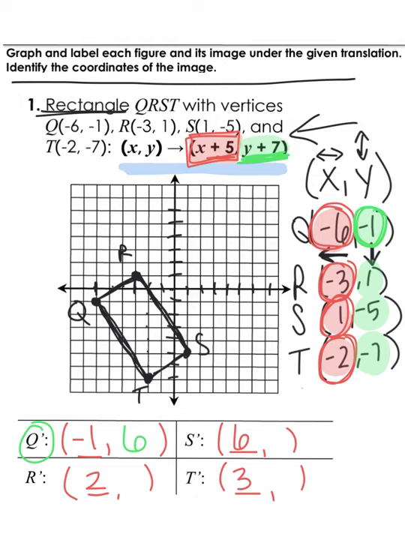Okay, and then R, the translation, I'm going to add 7 to this y value, and I get 8. And then S goes from having a y value of negative 5. The rule tells me to add 7, so I'm at 2. Negative 5 plus 7 is a positive 2. And then my last y value here is negative 7. So if I do negative 7 plus 7, that will be 0.